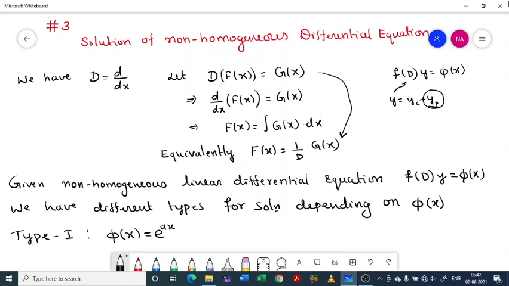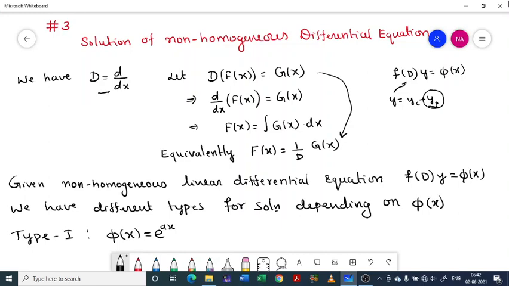I think I explained why we call it a solution. Instead of solution we use the word integral. Particular integral we use instead of particular solution. But even if you write particular solution, that is also correct. More authors prefer to use particular integral. So let us know the reason behind it. We have used this notation.